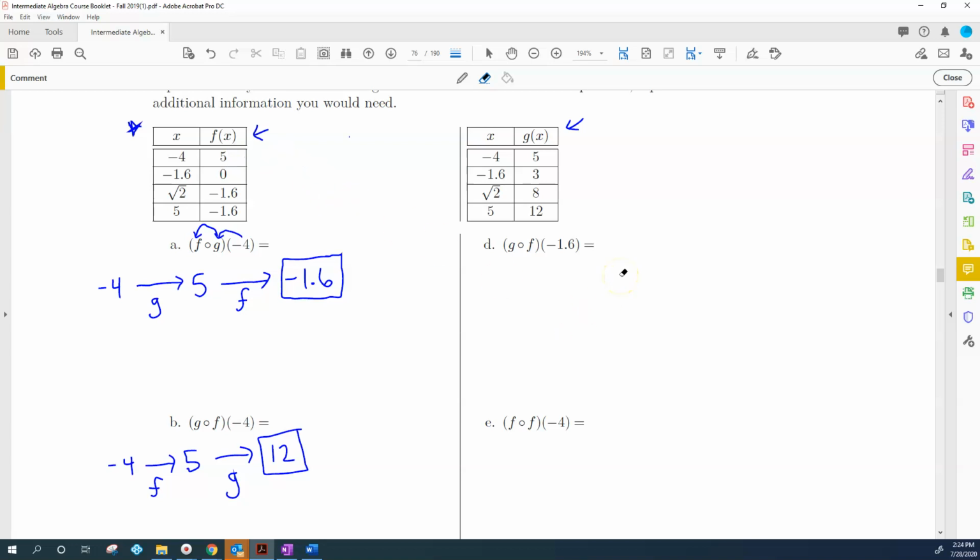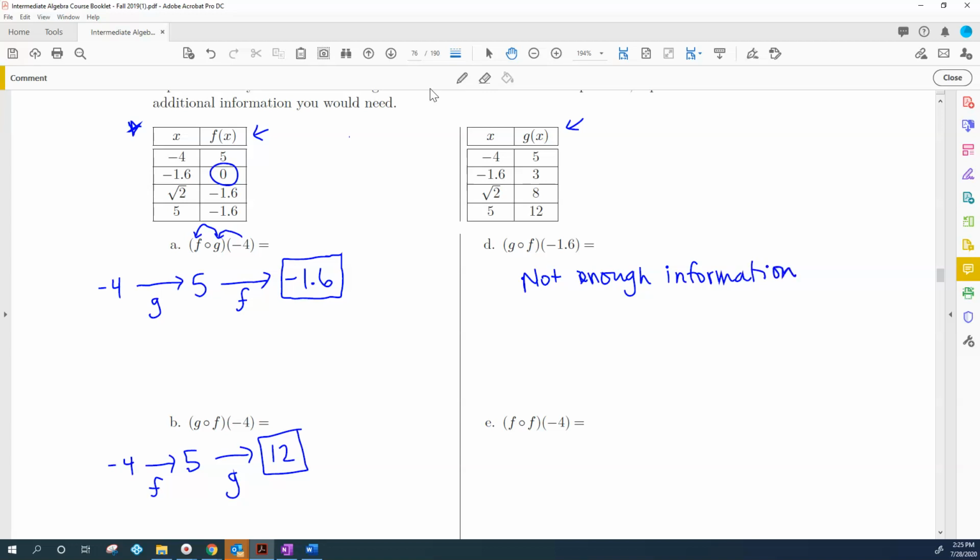Okay, so on this one, what he's saying is if you try and do f of -1.6, you get 0. But then when I try and put 0 into my g, there's no 0 there for x, so I can't find a value to come up with. So on this one, I would say not enough information.